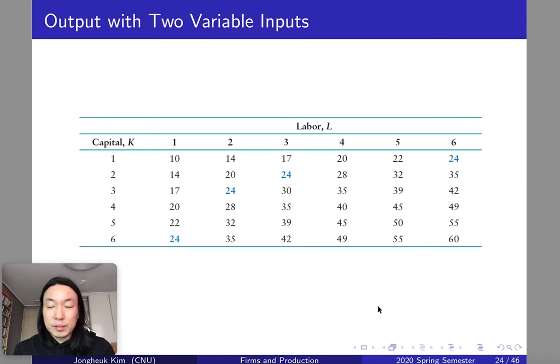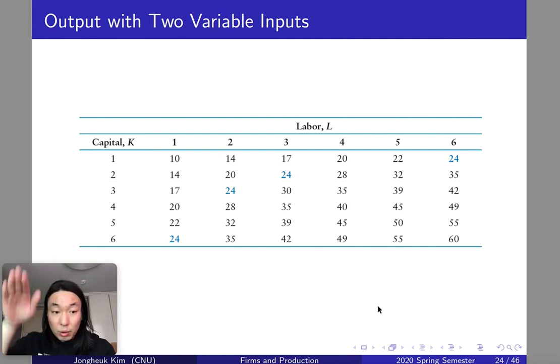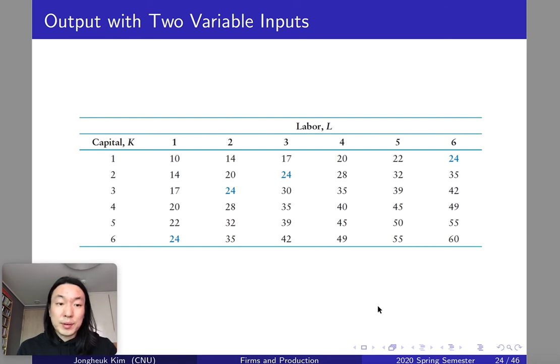So this is the example. You can see the number 24. This column represents the amount of labor input, and the row represents the amount of capital. The combination of labor and capital is represented in this table. For instance, one labor and one capital can produce 10 units of output, but two labors and one capital can produce 14 units of output.